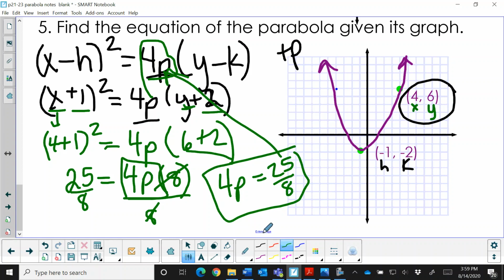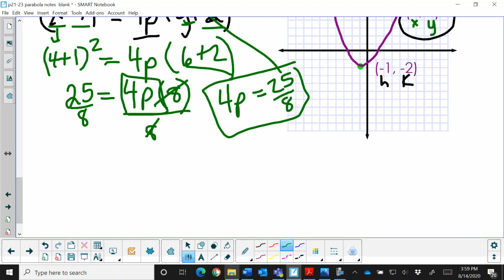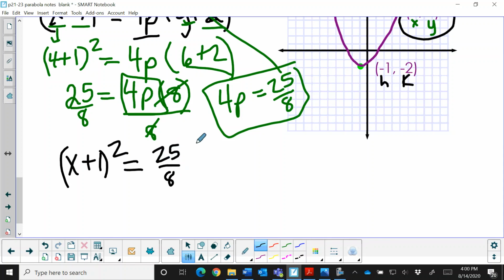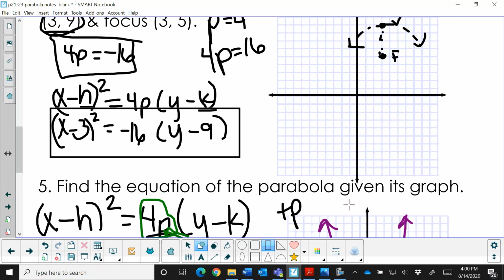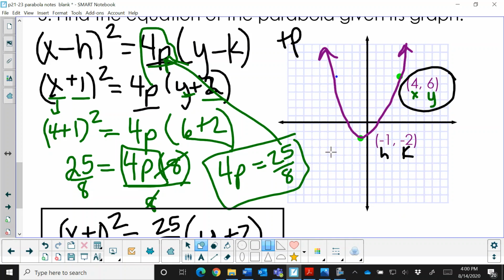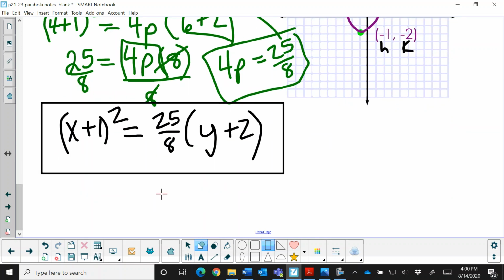So let's write our final answer, okay? Our final answer would then be x plus 1, because that's our x coordinate of our vertex, is equal to 4p, which is 25/8, y plus 2. And boom, we have the equation that we need given our clues of a vertex and a point to create the equation of the parabola.